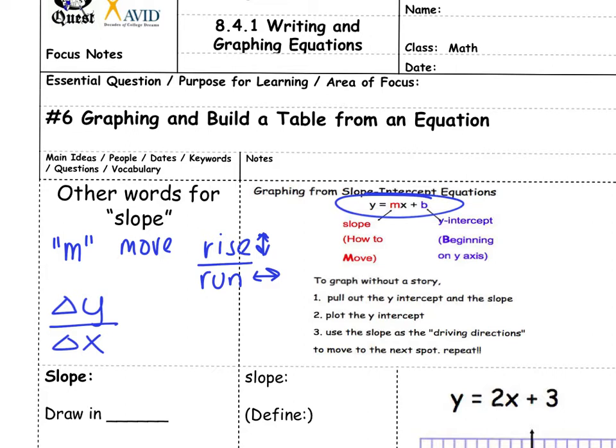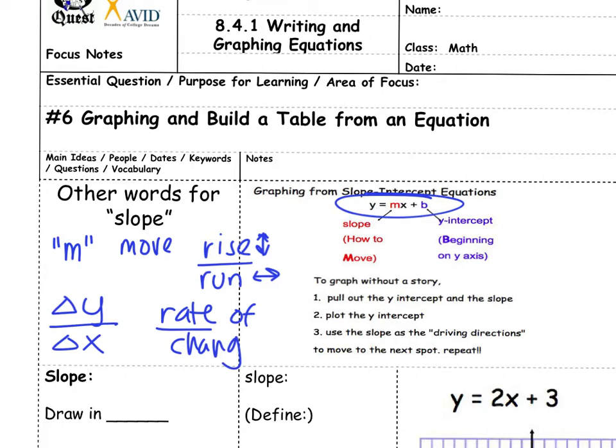And then we also can say it is the rate of change. Sometimes you might just hear the word rate. Those are all different ways of thinking of slope. And remember, they're all interchangeable.